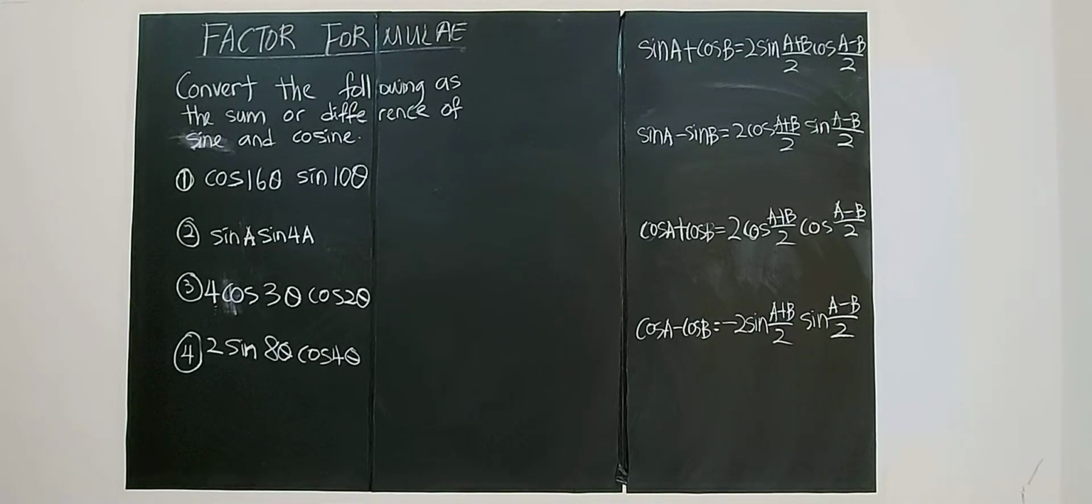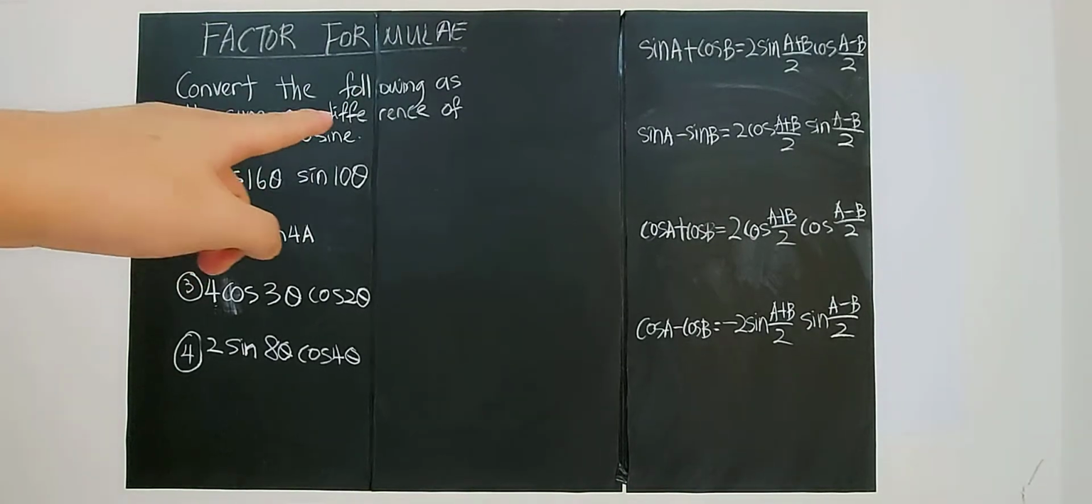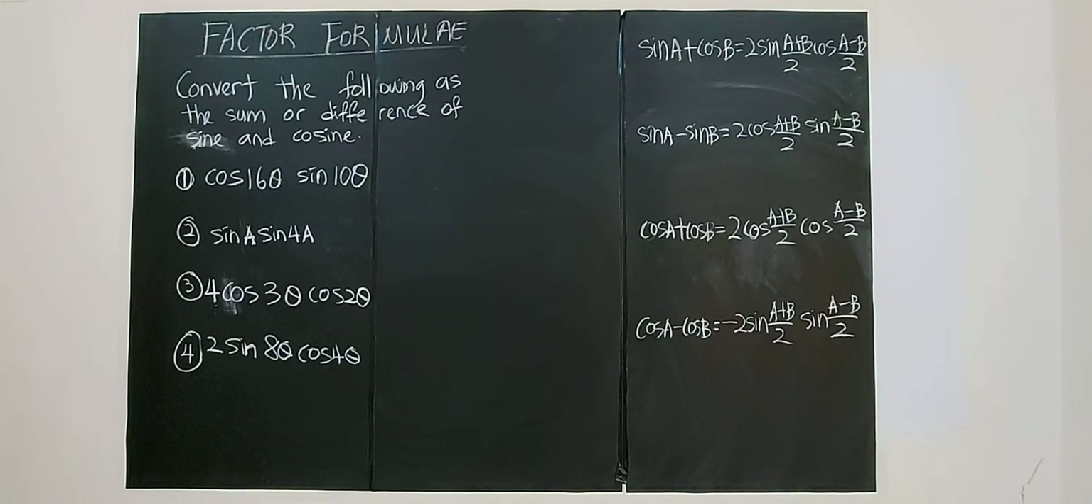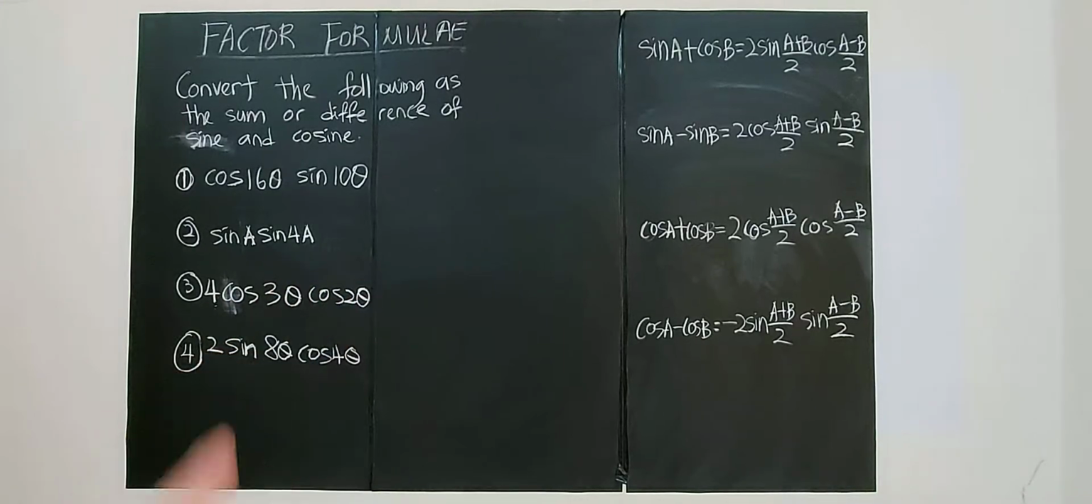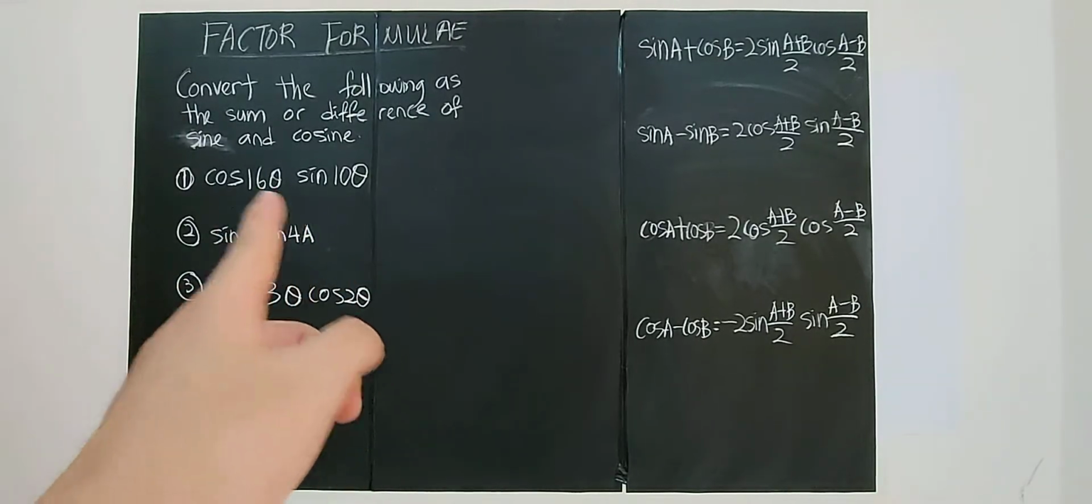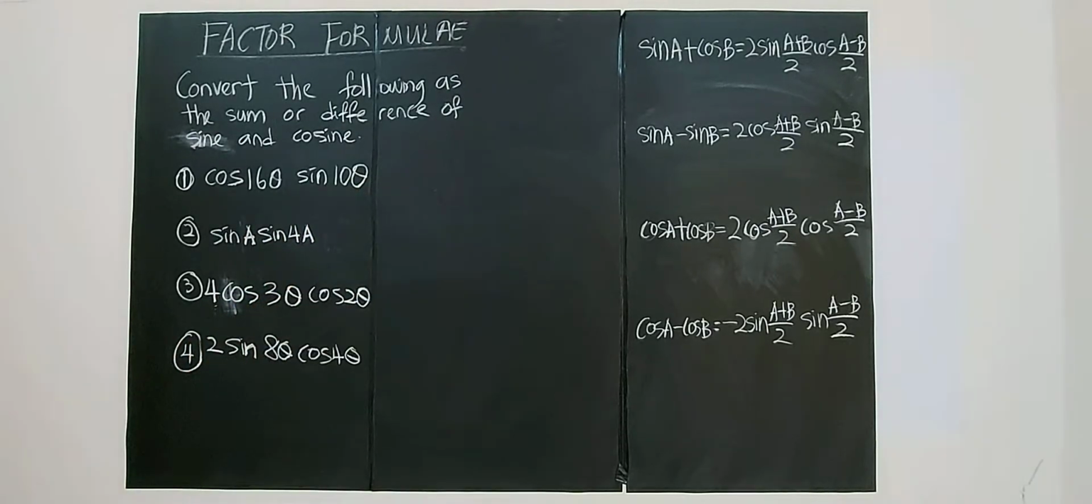This is the third video talking about the factor formula. In this video I want to convert the following product form into the sum or difference of sine and cosine. In the previous video it was the addition form, where you convert it into product form. Now it's from product form, and you want to convert it into addition form.